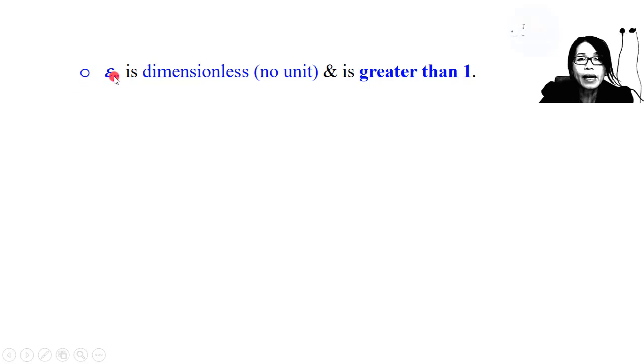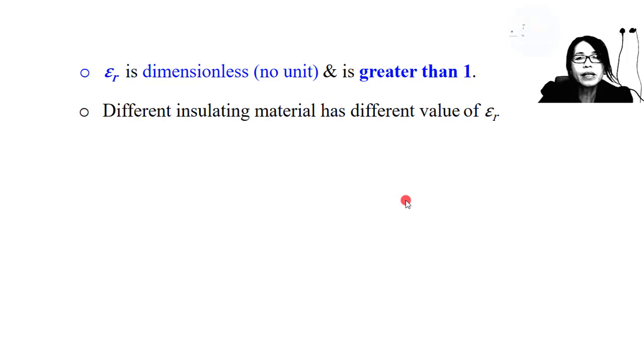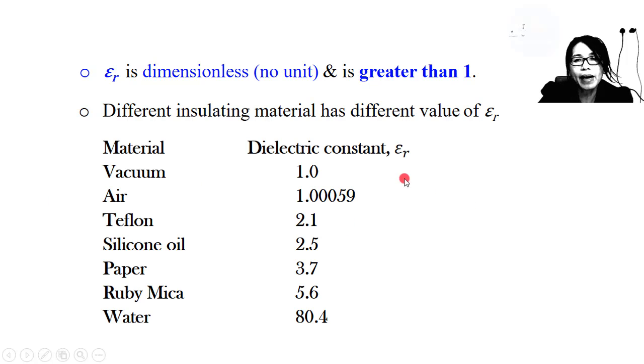So dielectric constant epsilon R is dimensionless, does not have any units, and the value is greater than 1. Different insulating materials might have different values of epsilon R, the dielectric constant. For example, for vacuum or free space, the value of dielectric constant is 1. Paper is 3.7, water is 80.4.